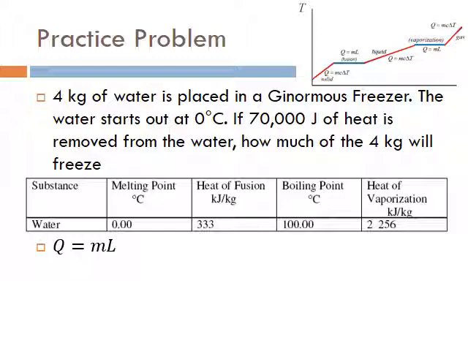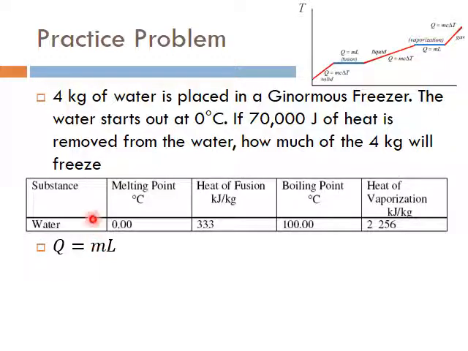Okay, so we're going to do it. Q is equal to mL. All I have to do is plug and chug. One of the problems that students have in a question like this is what they're solving for, because they give you the mass, they give you the energy, and you have the latent heat. And so the question is, what am I solving for? Well, they said how much of the 4 kilogram mass are we freezing. So that doesn't mean all of it's frozen.